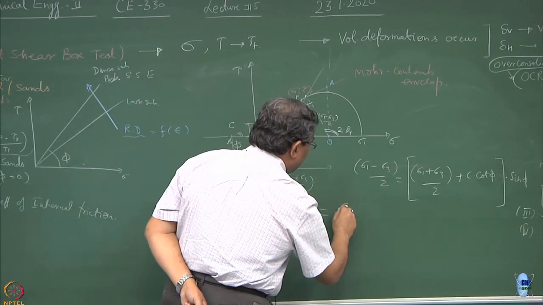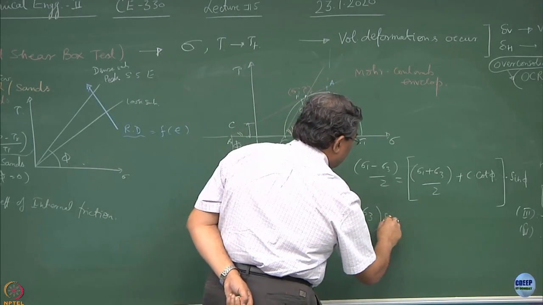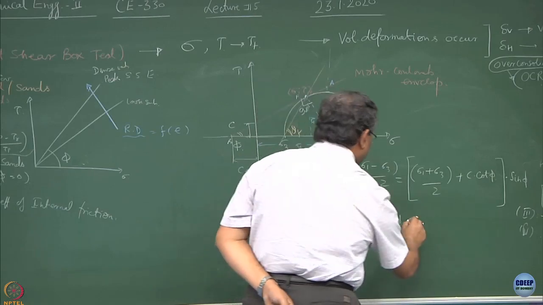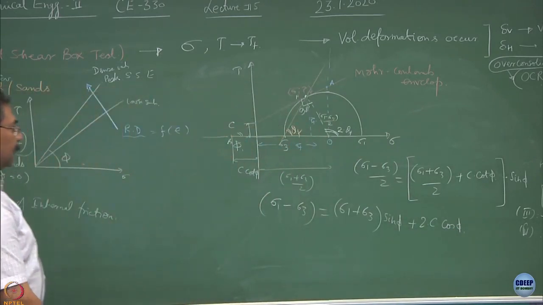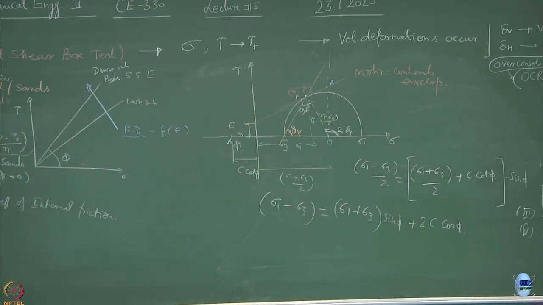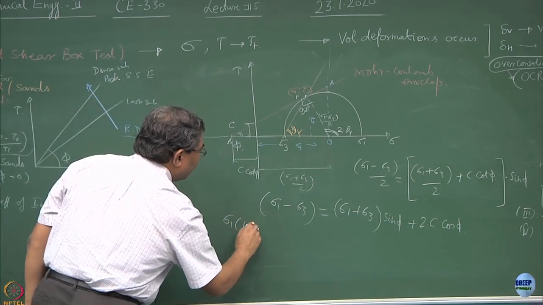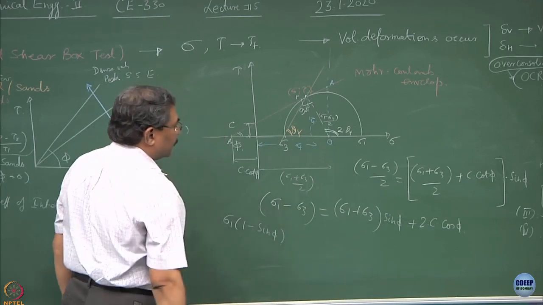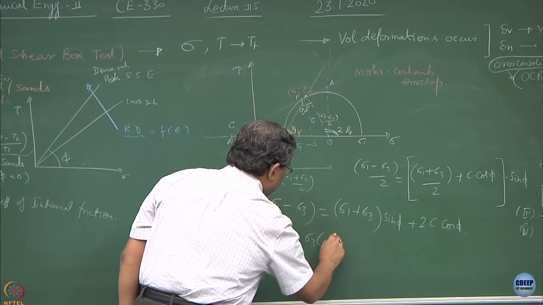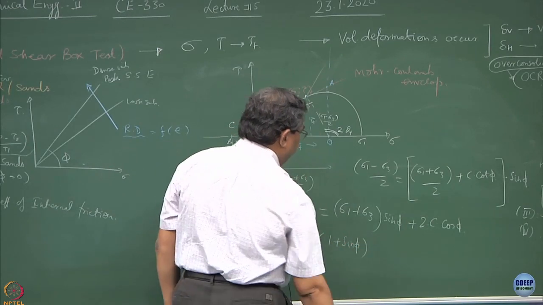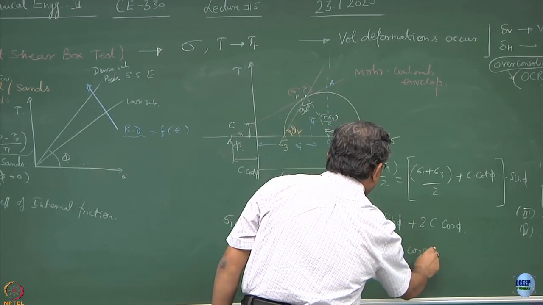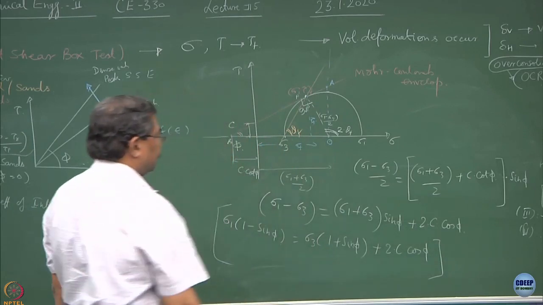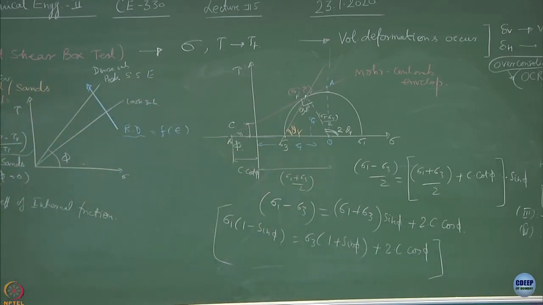sigma 1 minus sigma 3 will be equal to sigma 1 plus sigma 3 times sin phi plus 2c cos phi. I can reschedule the terms. So this becomes sigma 1 times (1 minus sin phi) equal to sigma 3 times (1 plus sin phi), and plus 2c cos phi. This answers your question, Shashanka, what you were asking last time.